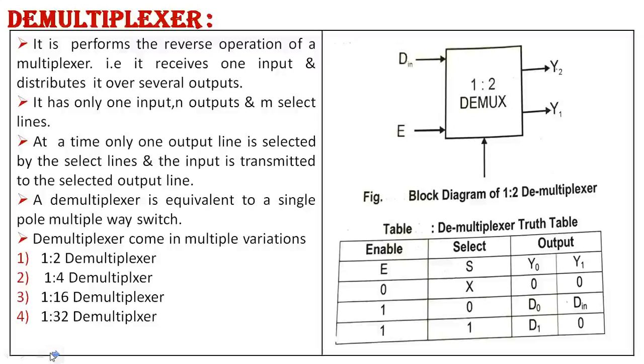Demultiplexers come in multiple variations: 1 to 2 demultiplexer, 1 to 4 demultiplexer, 1 to 16 demultiplexer, 1 to 32 demultiplexer. So we have to know one example, the 1 to 2 demultiplexer. There is one input D and the corresponding outputs Y1 and Y2. E is the enable input and S is the select line. So when the 1 to 2 demultiplexer is enabled and the select line is 0, then the output is D0, and when it is 1, then the output is the given input Y1.